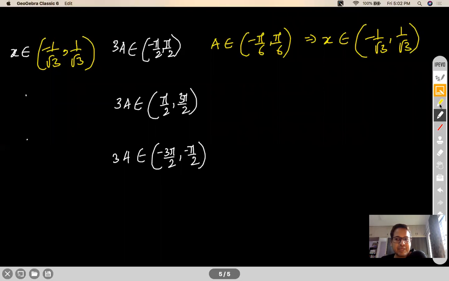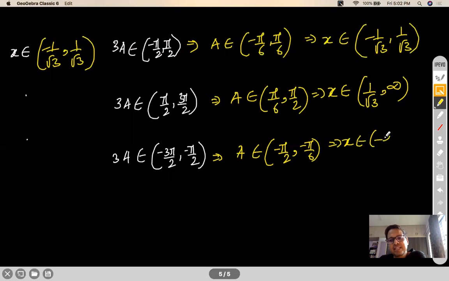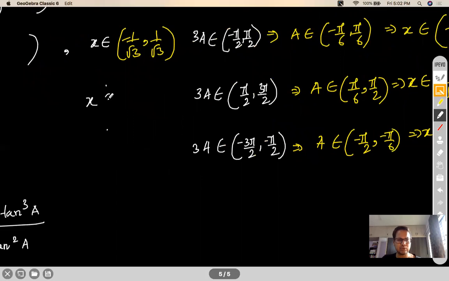Similarly, the second interval would be your A lying between pi by 6 to, now this will become pi by 2. So this will go to 1 by root 3 to infinity. Because tan of pi by 6 is 1 by root 3, and tan of any angle tending to pi by 2 is infinity. Similarly, the last one will become A lying between minus pi by 2 to minus pi by 6. So this will give you x lying between minus infinity to minus 1 by root 3. So I'm basically done with my intervals. I just have to figure out the results. Okay, so how will I figure it out? Let's check that out. Not a difficult one.